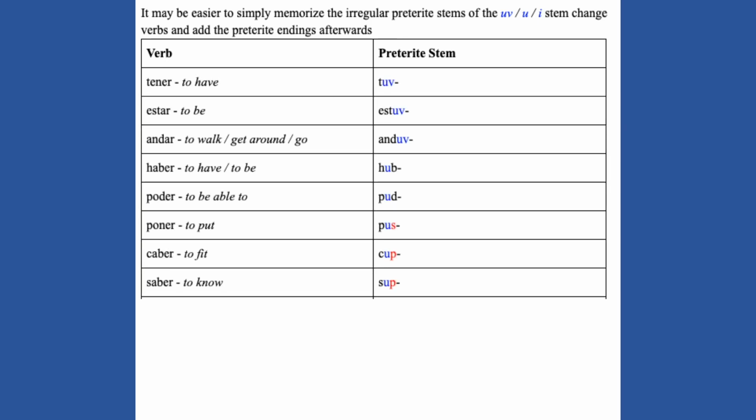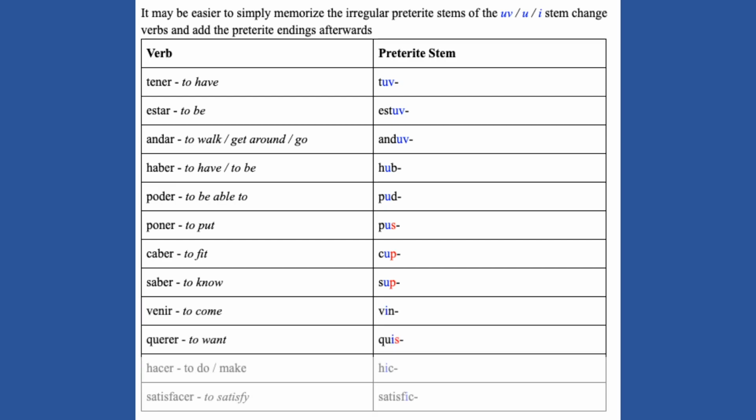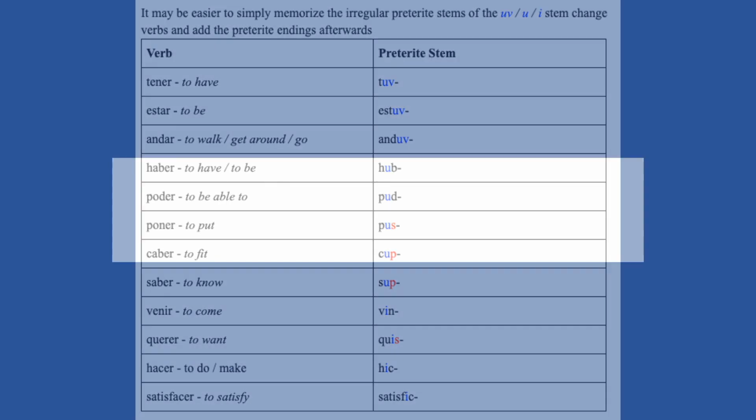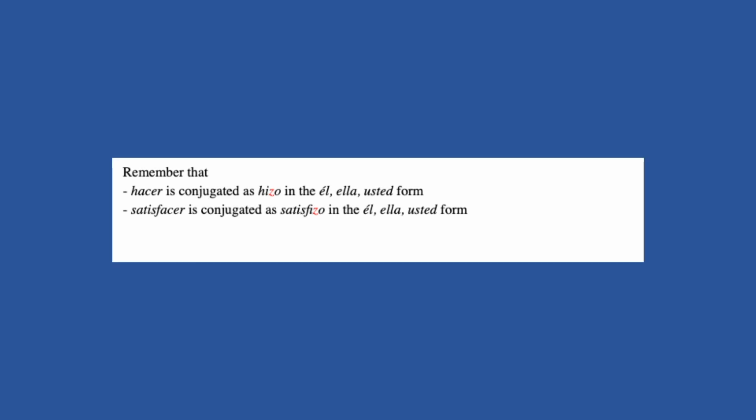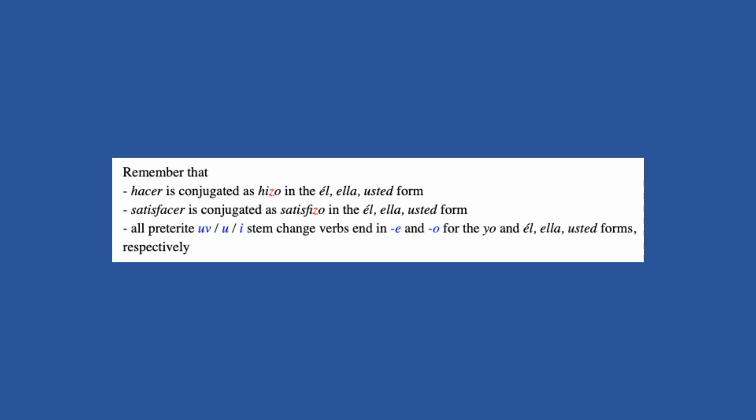The easiest thing would probably be to simply memorize the irregular preterite stems for these U, V, U, and I preterite stem change verbs, and then you can add the preterite endings afterwards. When memorizing these stems, keep in mind that hacer and satisfacer undergo a C to Z spell change in the third person singular form, and that all of these preterite U, V, U, and I stem change verbs end in e and o for the first and third person singular forms.